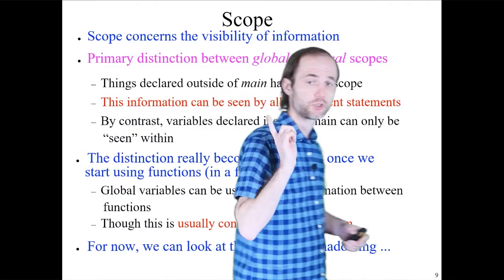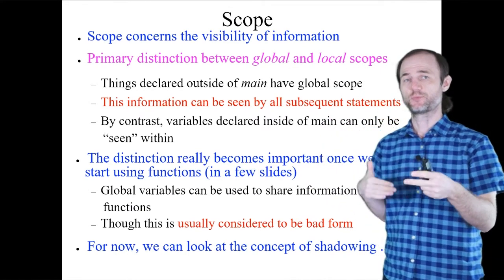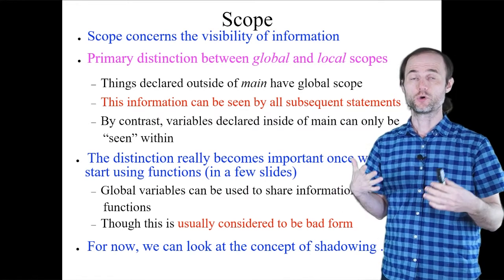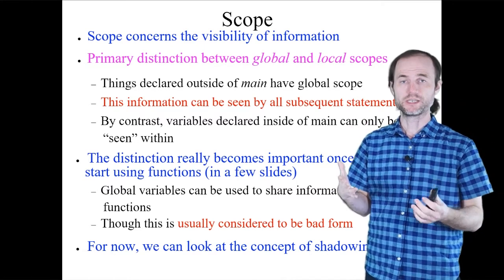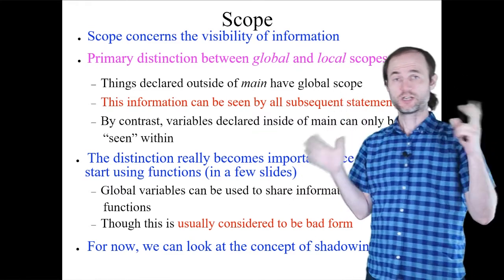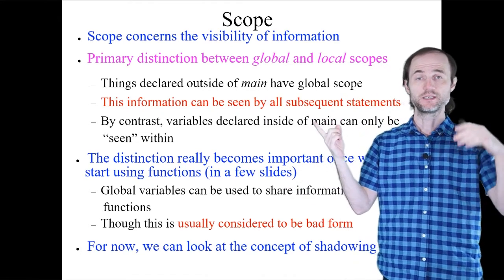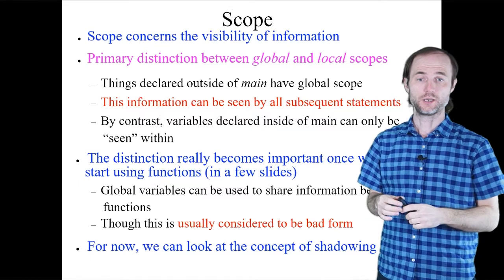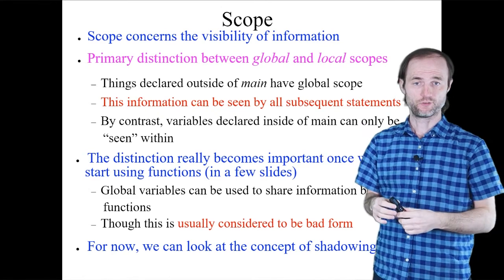Another important topic is scope, because various variables can be visible in different places of the code, and sometimes they can be invisible if you are outside of the variable's scope. The most basic distinction is between the global and local scopes. For instance, all the stuff that's declared outside of the main function will have a global scope, and all that stuff can be seen after it's been declared both inside and outside of main.